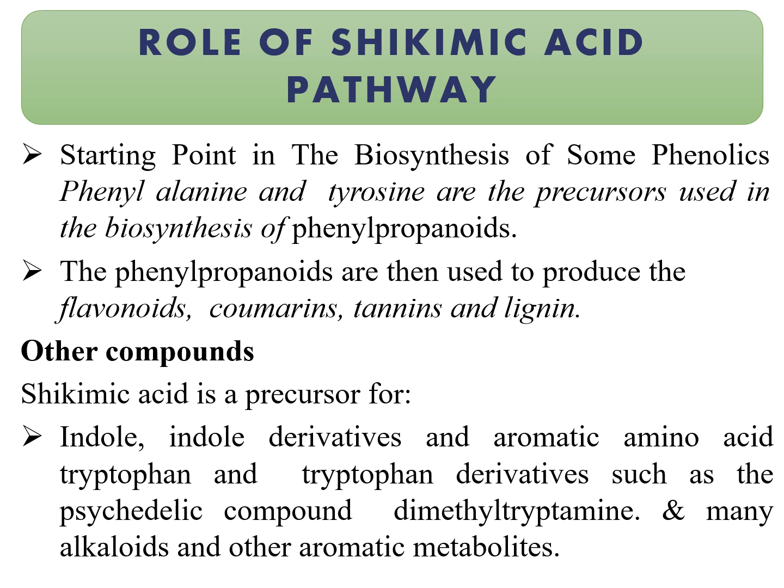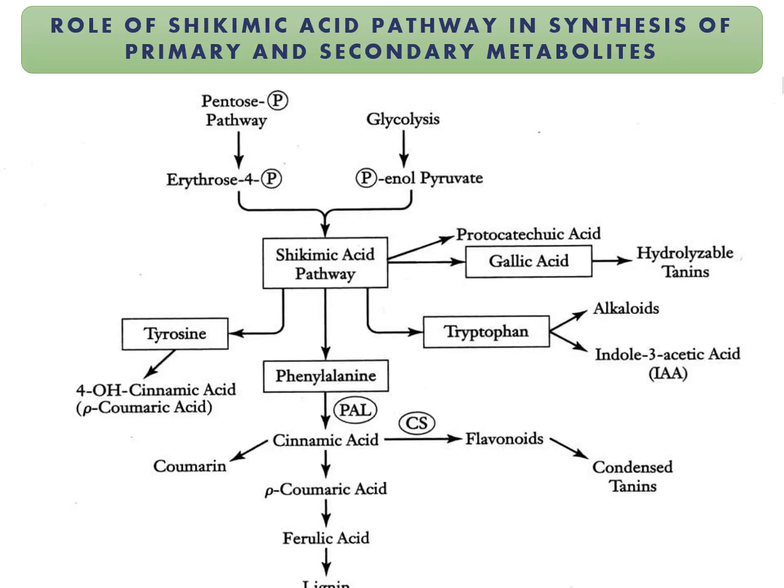So these aromatic amino acids produced by shikimic acid are the precursors of different types of secondary metabolites. We have already seen that shikimic acid will form tyrosine, tryptophan and phenylalanine. These are the three amino acids produced. Now these three amino acids will form different types of secondary metabolites. In this flow chart, I have already shown that tyrosine will be converted into cinnamic acid.